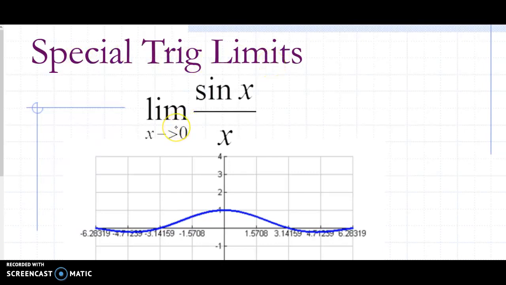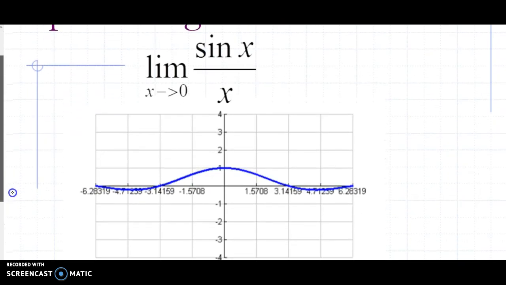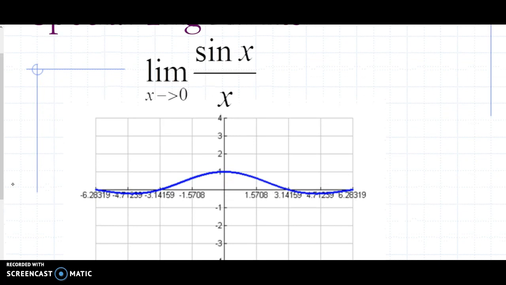All right, so we do have some special trig limits. This is one of them: the limit as x approaches 0 of sine of x over x. This is actually an example of the squeeze theorem. We've already done this one before in Unit 7, but it's good to review. Now, let's just evaluate this graphically right now.